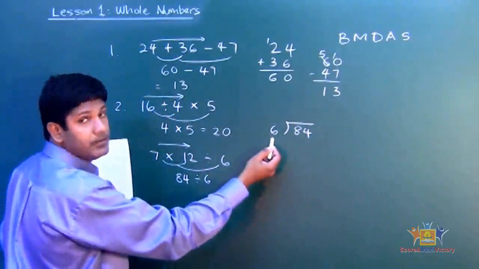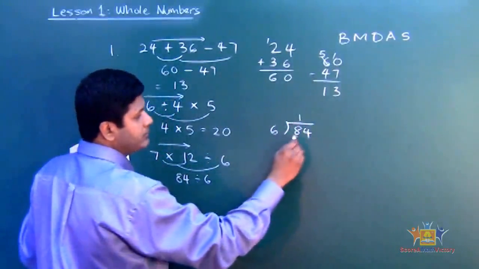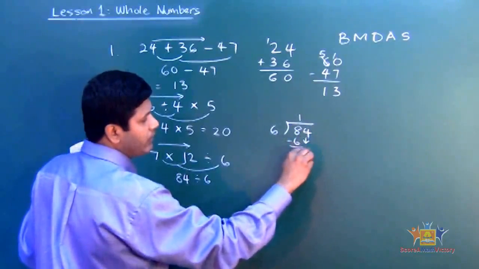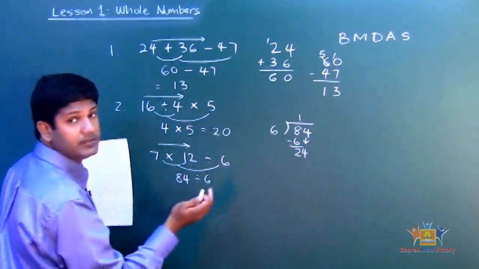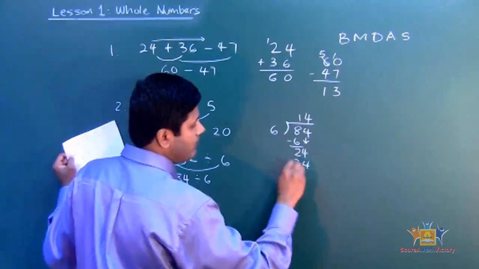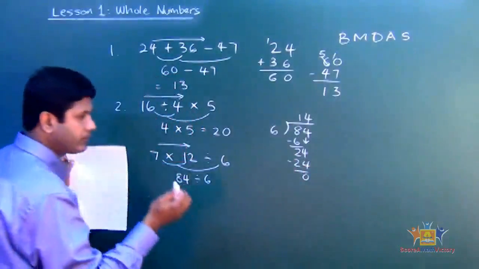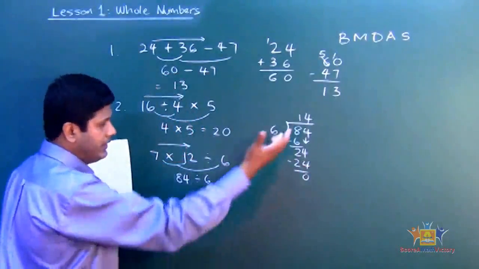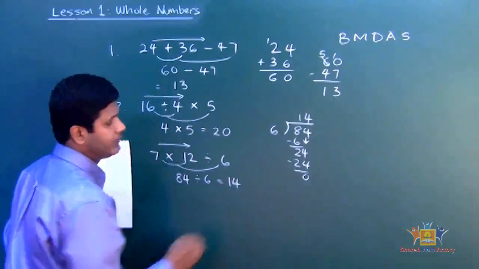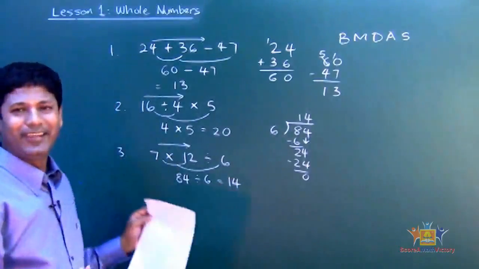In 8, there's how many 6? 1. 1 times 6 is 6, 8 minus 6 is 2. Then I bring the 4 down. In 24, there's how many 6? Very good, 4. 4 times 6 is 24, minus gives me 0. And that means that's the end of it, okay? So that means 84 divided by 6 is 14. There we go. Okay, good.